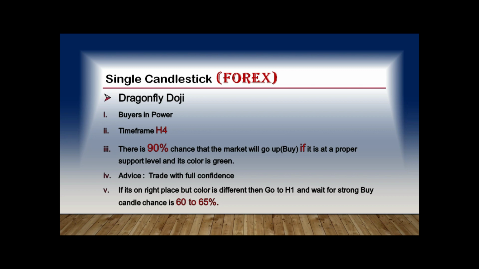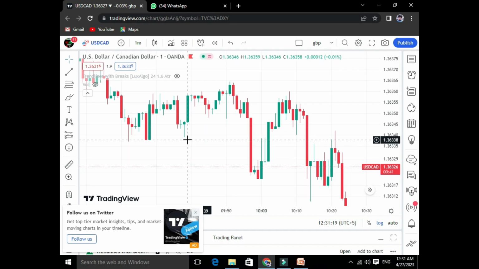And now if we recall the common or neutral doji, that was the candle where buyers and sellers are in equal power. That means they have 50% chances that the market trend is going to change, that means buy to sell and sell to buy. So there is no full confidence in just the candlestick pattern with a neutral doji.